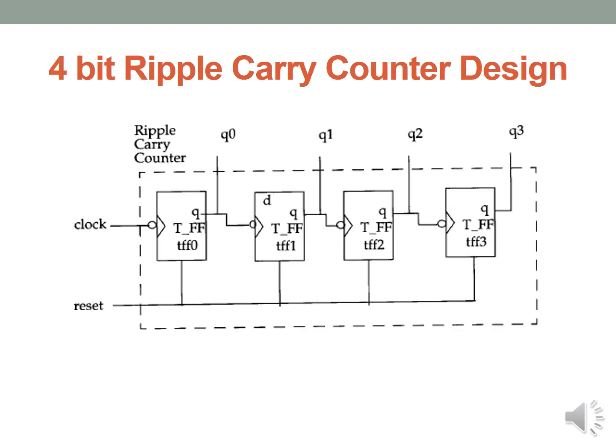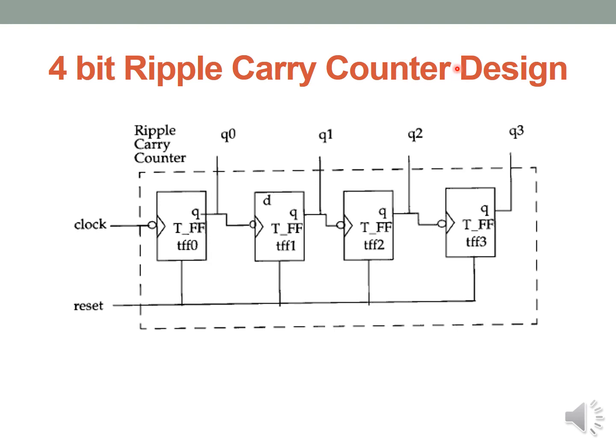Let us understand the 4-bit ripple carry counter design in detail. A 4-bit ripple carry counter has 4 T flip-flops. We know that one flip-flop can store only 1 bit of information, so to store 4-bit information, we need 4 flip-flops. And for a counter, normally we use the T flip-flop, the toggle flip-flop.